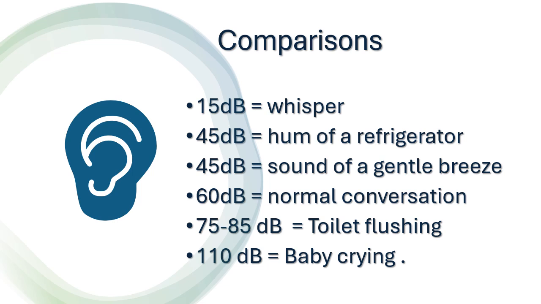So here is a ready reference for comparing the various values. 15 decibels is what is equal to a whisper. 45 decibels is like the hum of a refrigerator. 45 decibels can also be the sound of a gentle breeze. When we are having a normal conversation, the level of intensity is 60 decibels. Flushing a toilet the sound level can be anywhere between 75 to 85 decibels, while a small baby who's yelling or crying can be as high as 110 decibels.